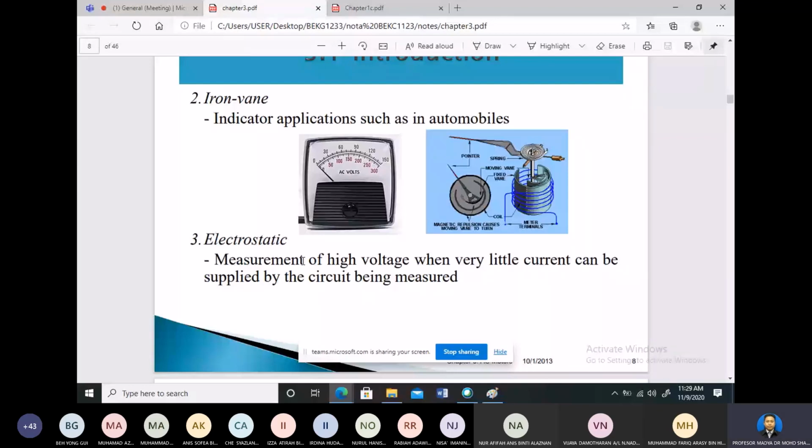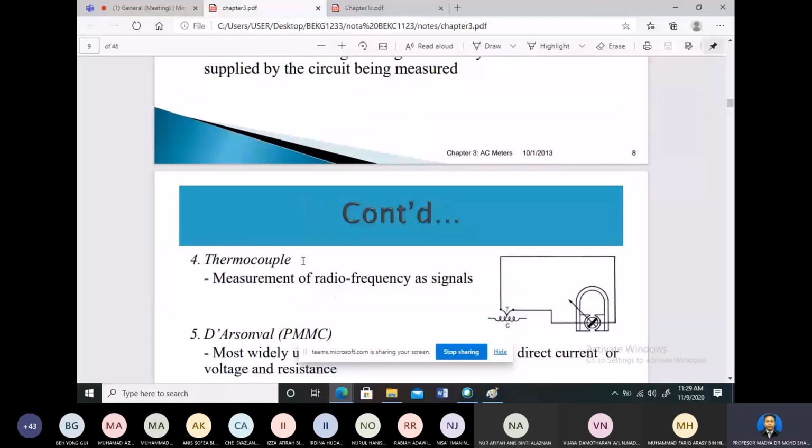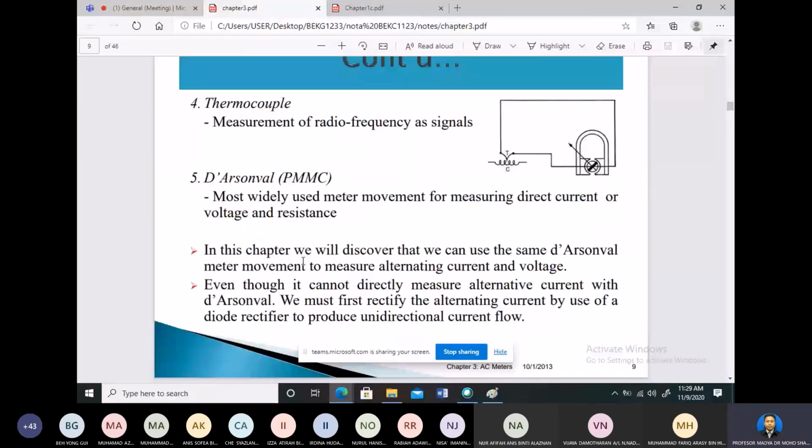Number 4 is the thermocouple. Thermocouple measures radio frequency signals. Actually, the thermocouple is used to measure temperature. And then the last one is the D'Arsonval, or permanent magnet moving coil. This is similar to the DC meter, the most widely used meter movement for measuring direct current or voltage and resistance. Normally for our DC meter we use this one, the D'Arsonval.